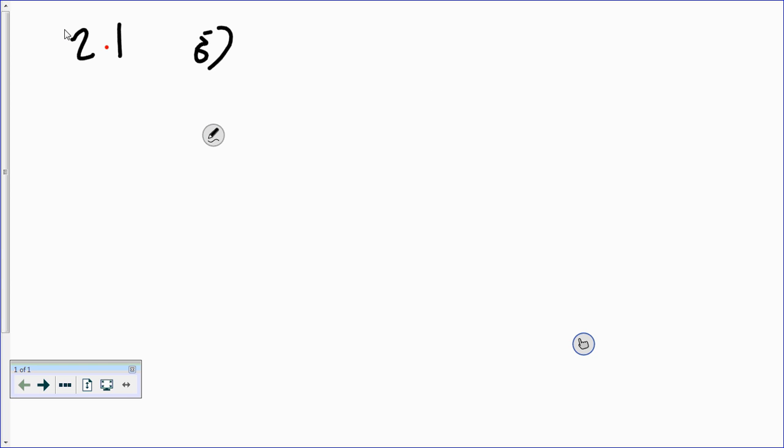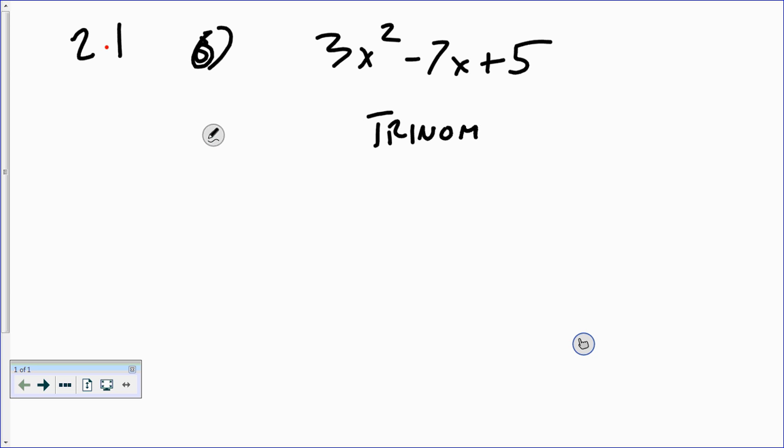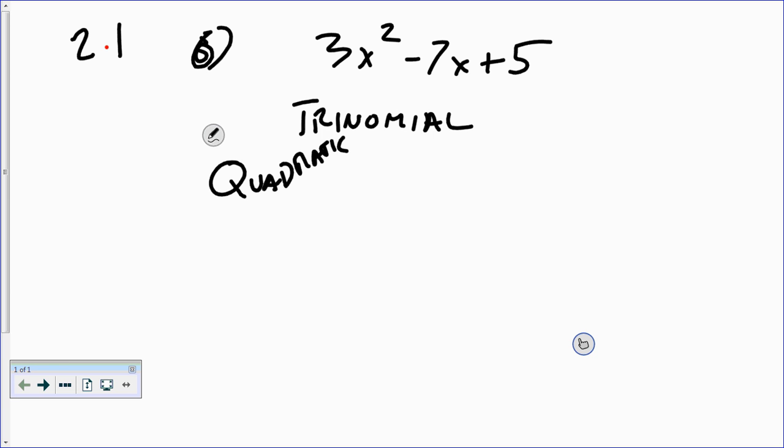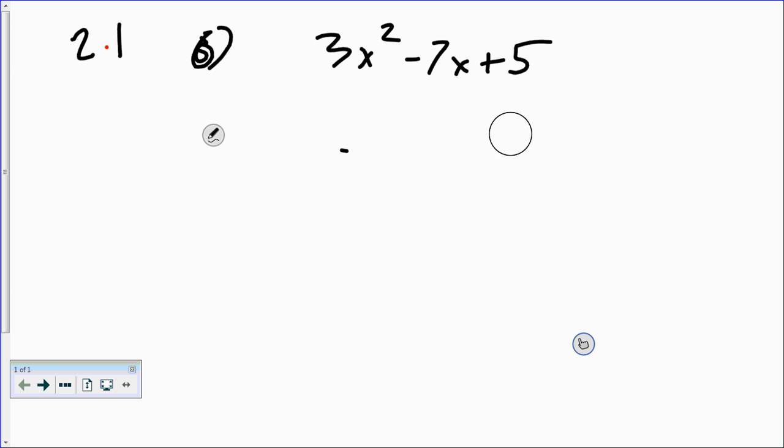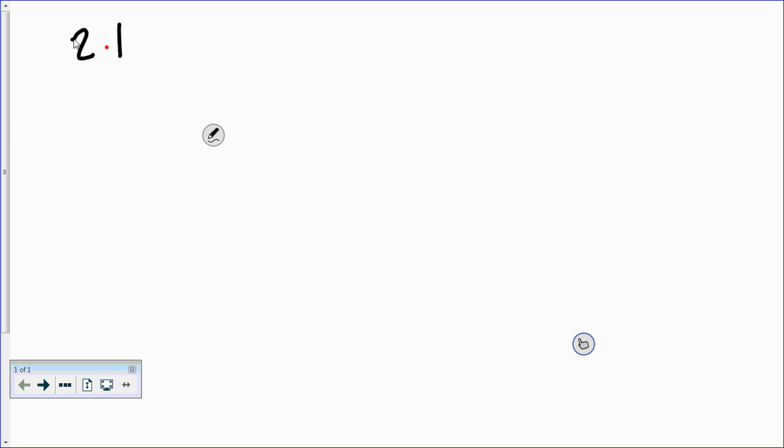Zipping through. Number 6. 3x squared minus 7x plus 5. Trinomial, yes. Again, you could say second degree. You could also call this quadratic. Anything to the second degree, as far as your x's go, is going to be quadratic. That's for a little bit later in the year, but that's what this is building up to. I'll take a second at the end of this to explain why the degree is important.